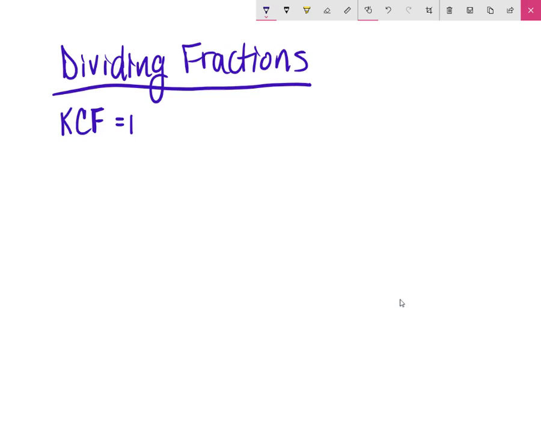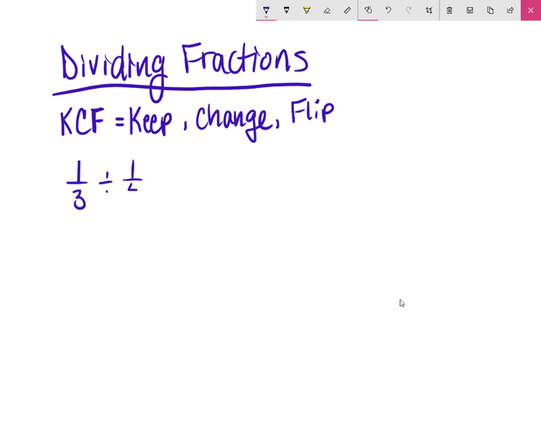So it stands for keep, change, and flip. And this is the order in which you're going to use to divide fractions. So let's say we have 1/3 divided by 1/4.